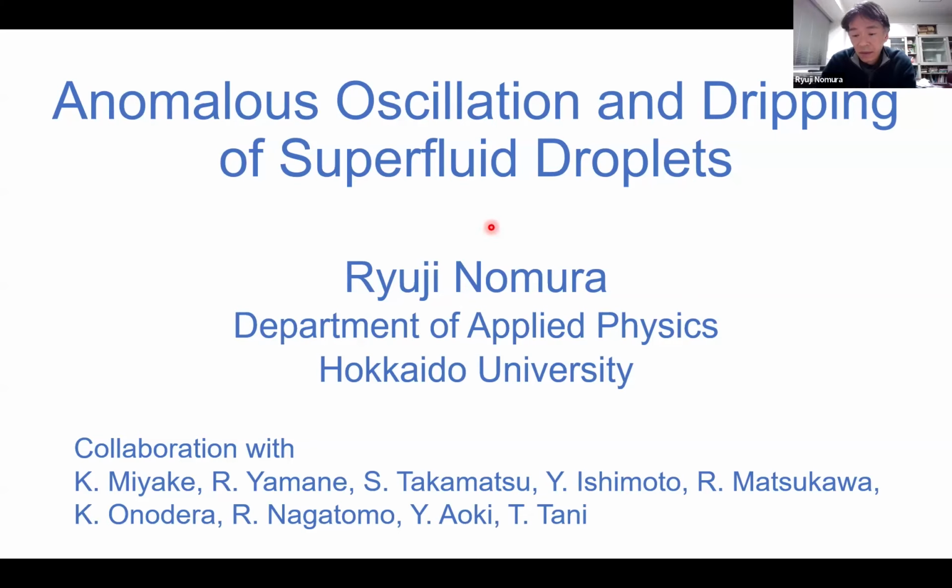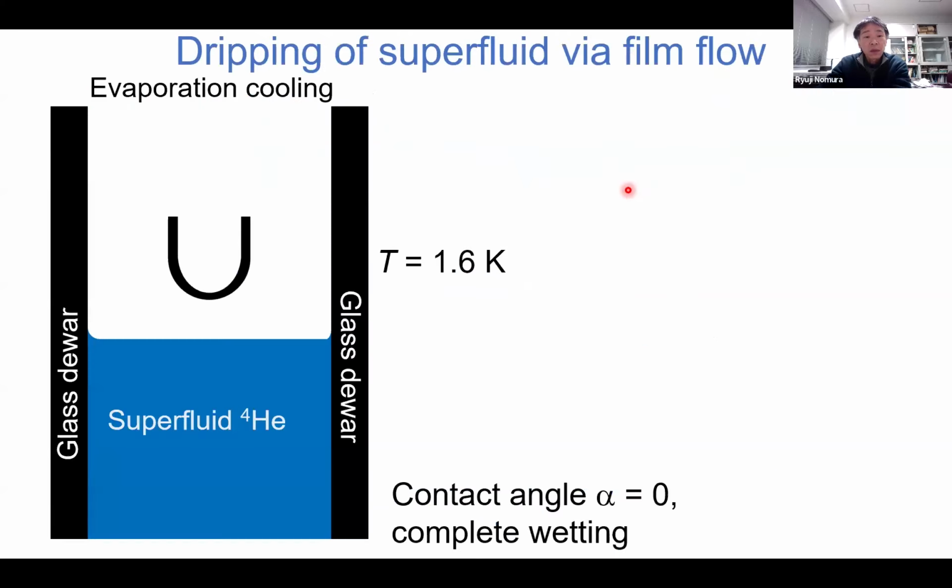Okay. Thank you, Dima. My name is Ryuji Nomura at Hokkaido University. First, I'd like to thank the organizer for giving me the opportunity to talk about anomalous oscillation and the dripping of superfluid droplets. So first, let me show you our experimental setup.